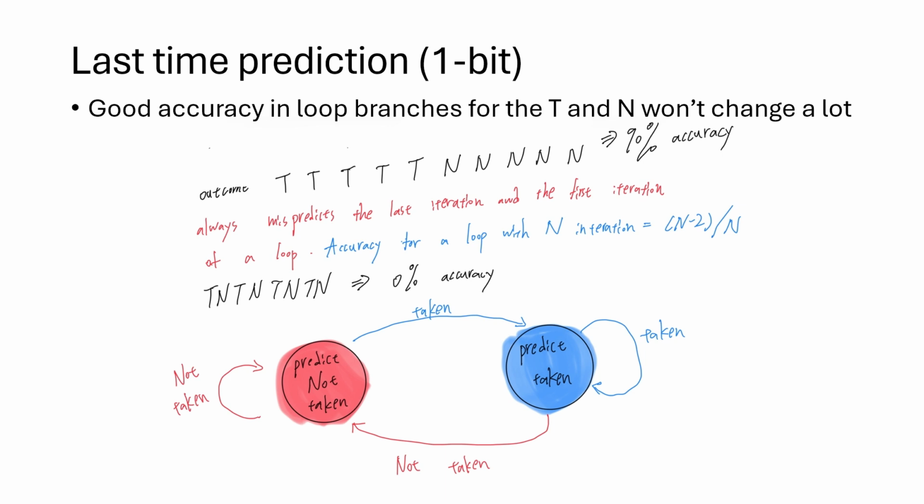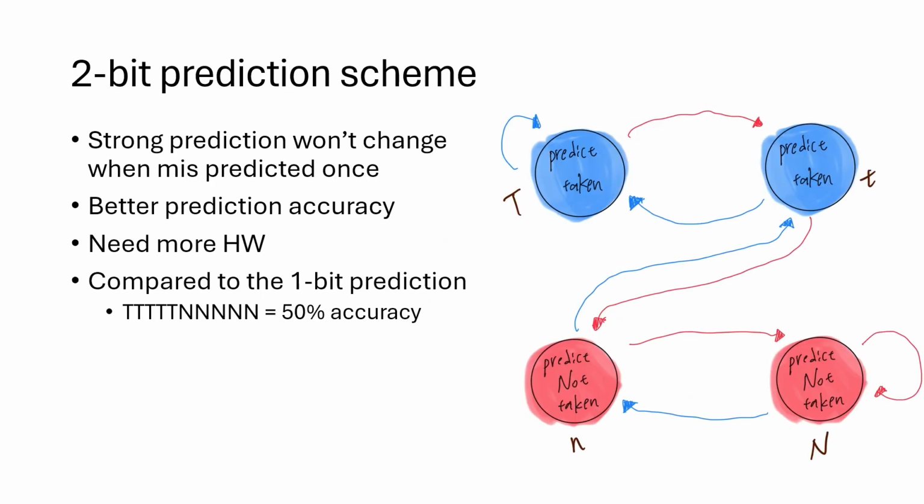So we can see the picture. If the predictor mispredicts, it will change to not taken. And then if it mispredicts again, it will change from not taken to taken. And then this is 2-bit prediction. The last-time prediction is 1 bit, but this is 2-bit.